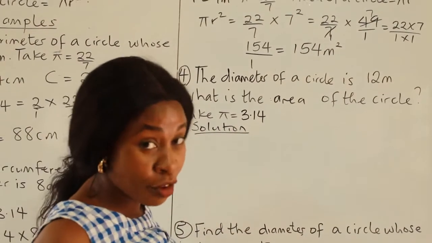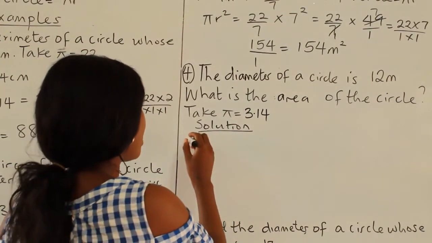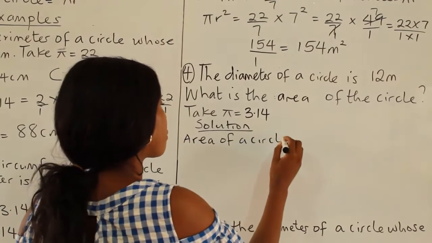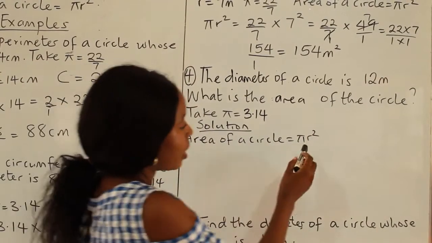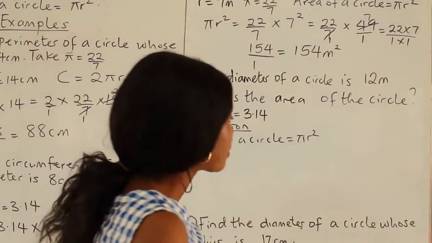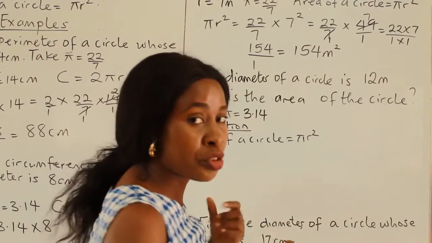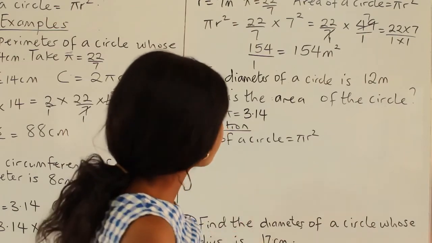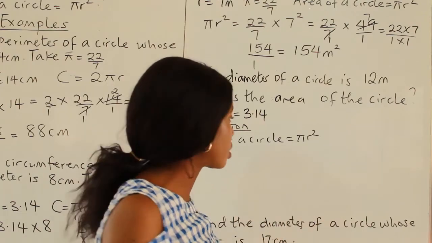If you look at this question carefully, we are not given the radius, because the area of a circle is equal to pi r squared. In this formula, there is no diameter, but in the question we have diameter. I want to remember my definition of diameter: radius plus radius, 2 radius, equals a diameter. So that means we need to find our radius first.